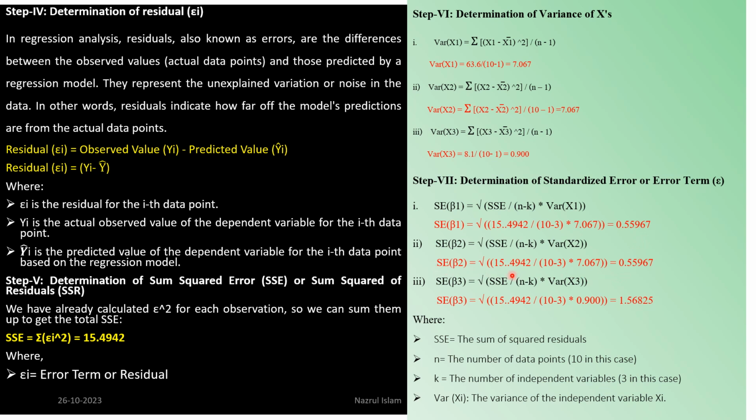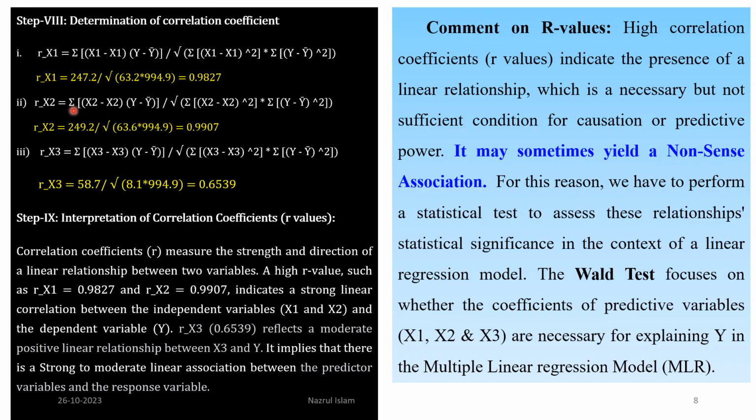Standard error of beta 2 is also 0.55967, and standardized error of beta 3 is equal to 1.56825. In step 8, we determine the correlation coefficient between the dependent and independent variables. Here, by using this formula, we get the Rx1 as 0.9827, Rx2 0.9907, and Rx3 equal to 0.6539.